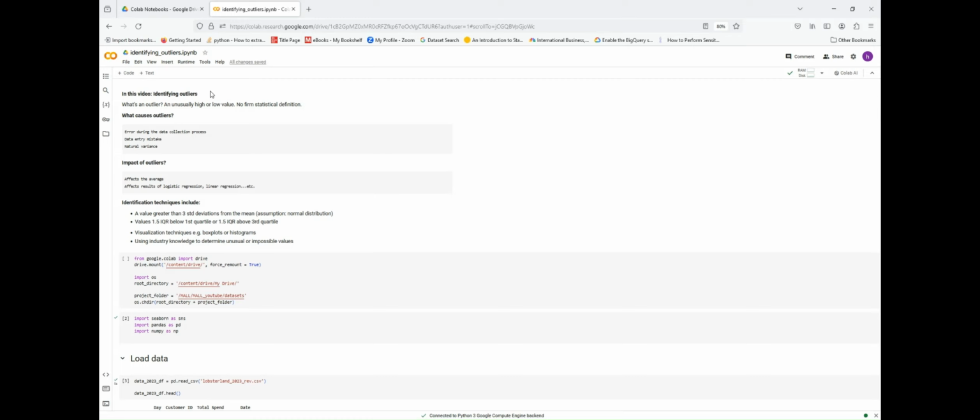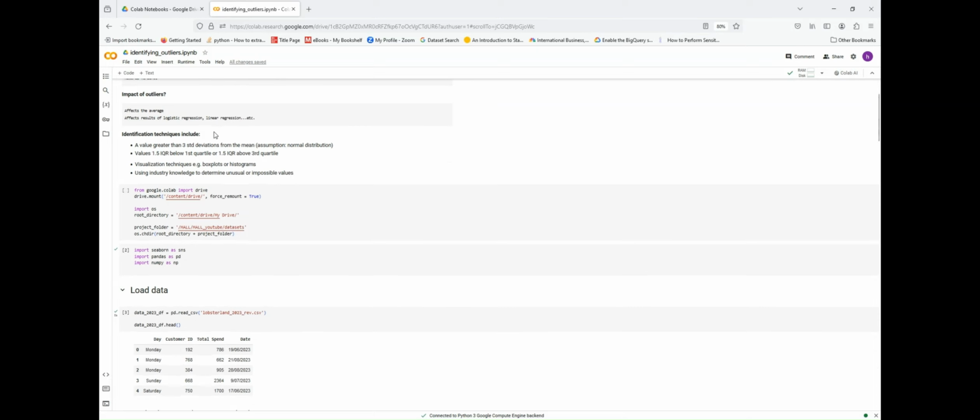They could be mistakes made during the data collection process, during the data entry process, or maybe they are not mistakes. Maybe they are very interesting data points that form part of the natural variance of your data set. But regardless of how they come to be in your data set, it is very important to identify them before you begin an analysis, because their presence will affect the average and they will affect the outcome of a model you build based on something like logistic regression or linear regression. So it is very important to identify them before your analysis and to decide how to handle them.